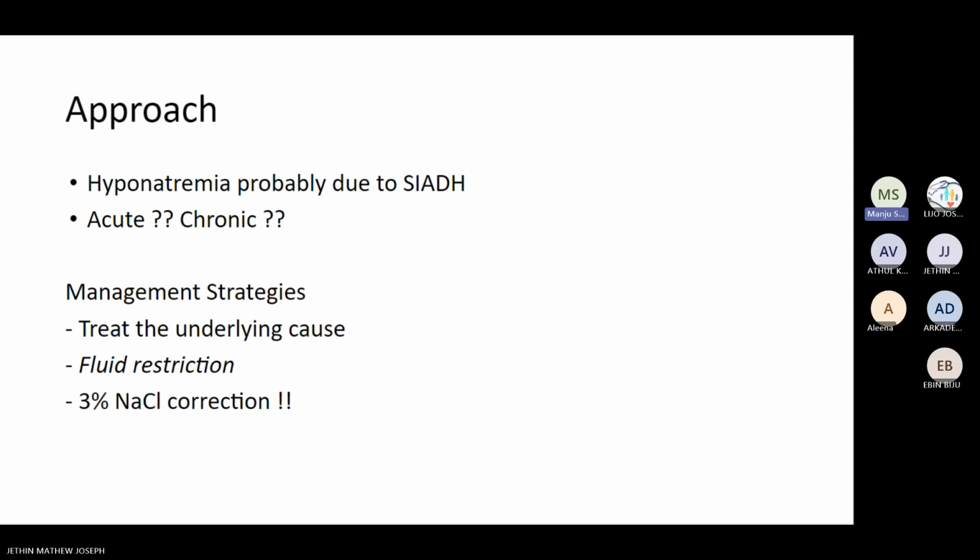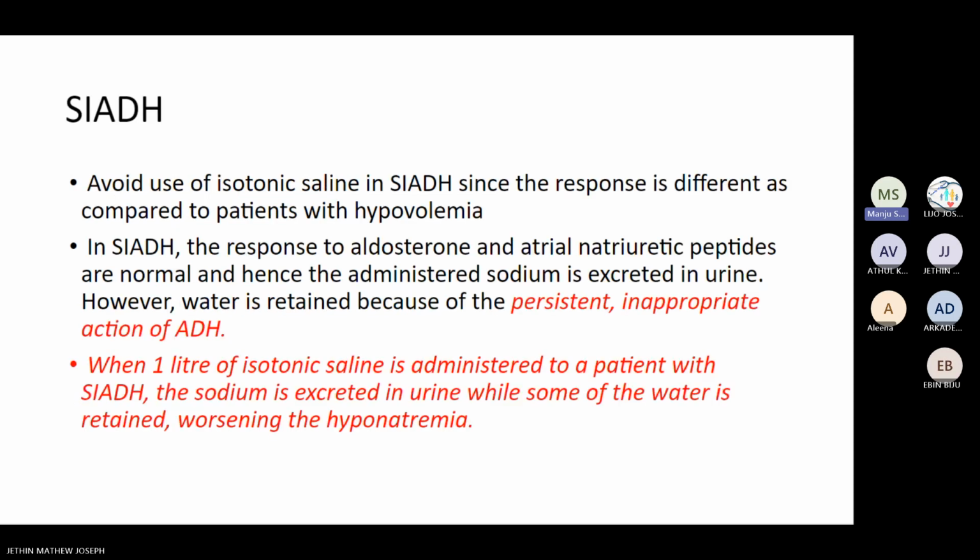Now, coming to a little bit about the correction, fluid correction in case of SIADH. Again, Jatin had covered the fact that you should not give isotonic saline in SIADH because the response is different. So here what happens is in SIADH, basically the response to all the atrial natriuretic peptides and aldosterone are all normal. So whatever sodium is administered will get excreted in the urine, but because the ADH action is inappropriate and persistent, water tends to get retained. So a patient with SIADH, usually we do not give isotonic saline because that will further worsen their hyponatremia.